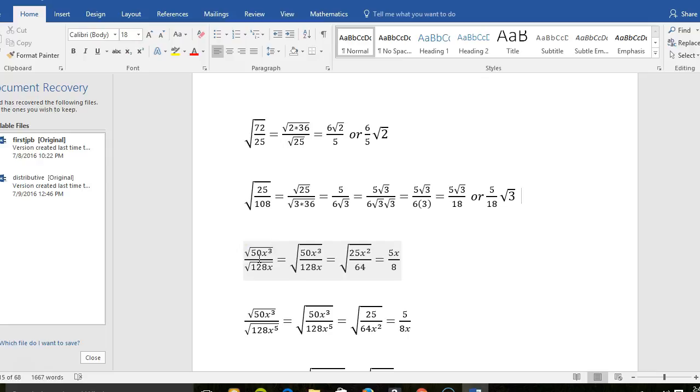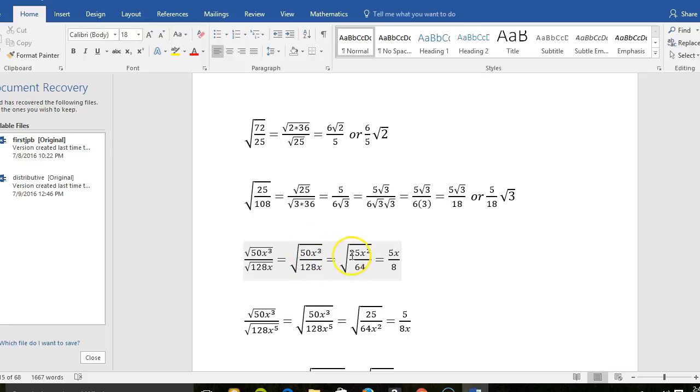Let's say I have radical 50x cubed over radical 128x. Now 50 and 128, neither one is a perfect square. But notice we can bring them inside like this and put 50x cubed over 128x. x cubed divided by x is x squared up top. And the 50 and 128, they reduce.